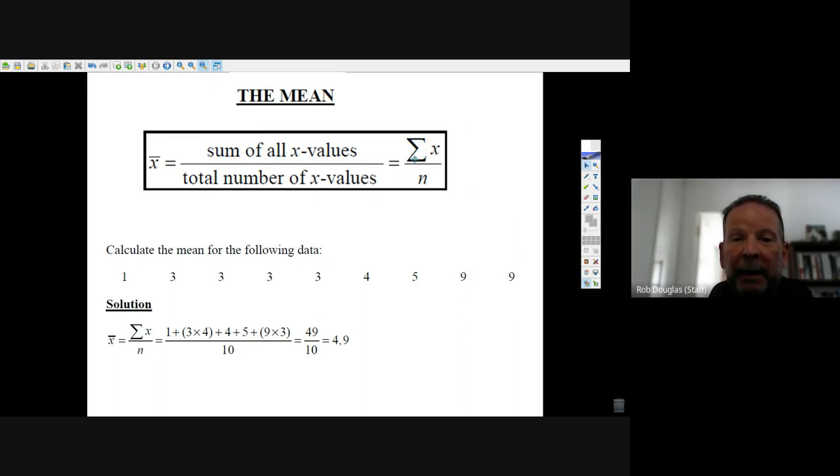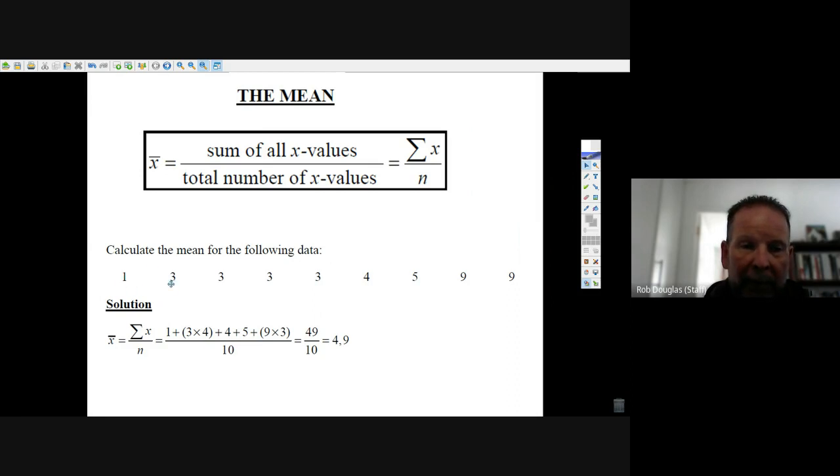And this symbol here means sum. It means add up everything in the data, add up all the data, and then divide by how many things there are. You've all done this for years, so it shouldn't be too hard. If you had this data, 1, then 3s and 4 and 5 and a couple of 9s at the end, this is what you would do.